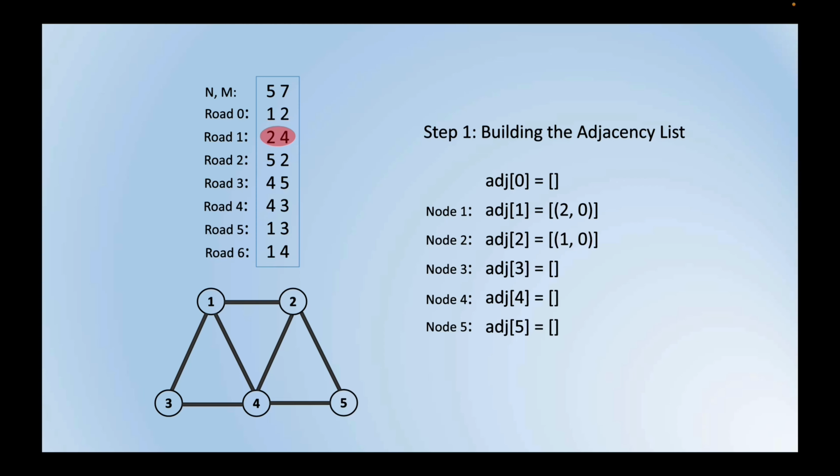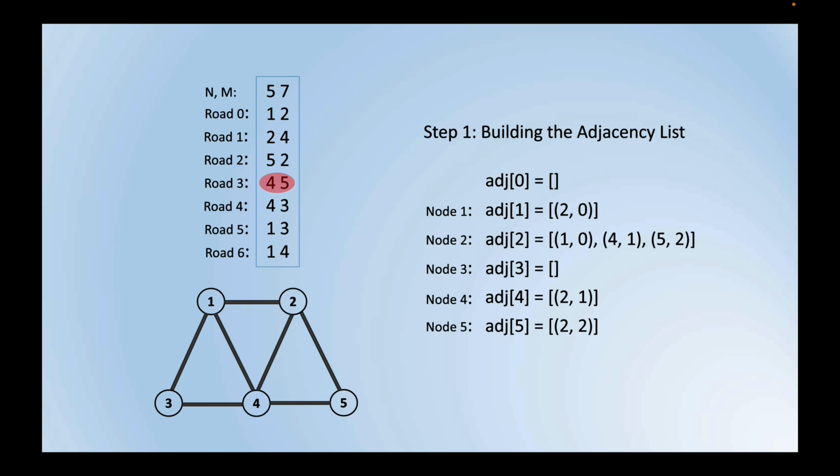Then we look at road 1. We do the same thing and put 4, 1 into node 2, because 4 is the node it connects to and 1 is the road number. Then in node 4 we put 2, 1, because 2 is the node it connects to and 1 is the road number. We do the same with road 2 and put 2, 2 in node 5, because 2 is the node it connects to and 2 is the road number. Then in node 2 we also do that.